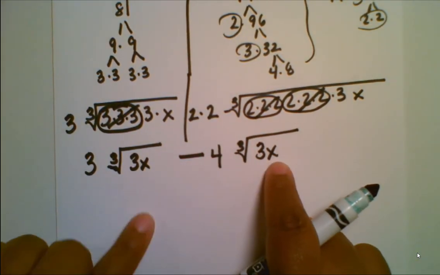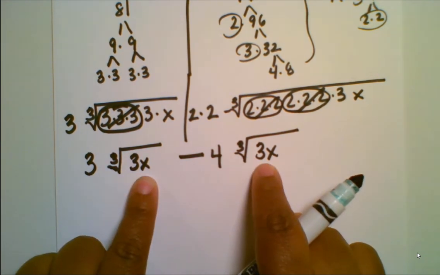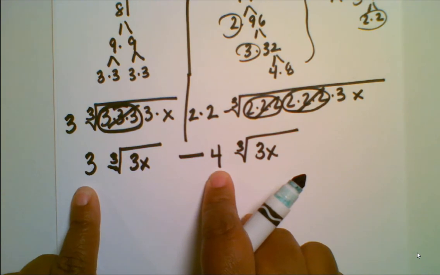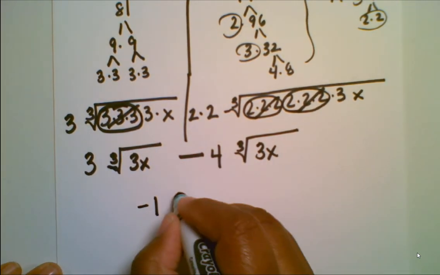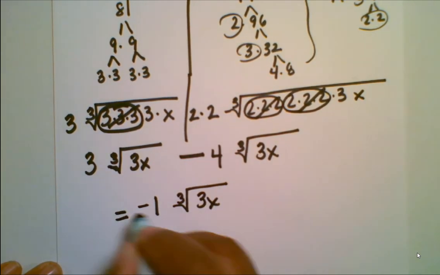Now we have like radicals. The index is the same. The radicand is the same. Therefore, we're going to subtract 3 and 4. And 3 minus 4 is negative 1 cube root of 3x. So that is your solution.